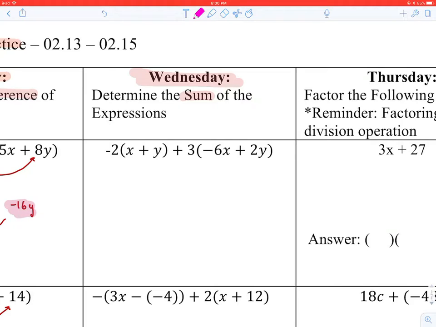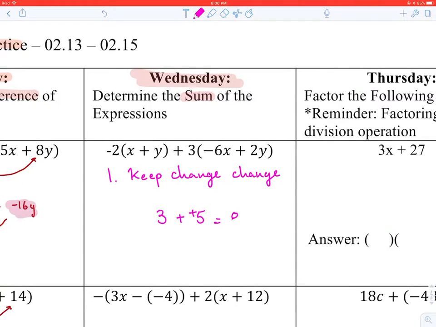We simplify these expressions down by doing the 3 steps of keep, change, change, which means this is how we turn a subtraction problem into an addition problem. If we had something like 3 minus negative 5, I think we can all agree it's a lot easier to add a positive 5, or just 3 plus 5, than to subtract a negative 5. So that's why we do the keep, change, change, not necessarily because we have to, but because it's just a little easier to understand when we do.